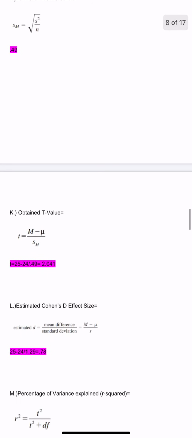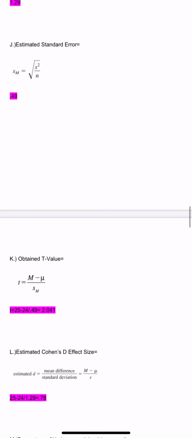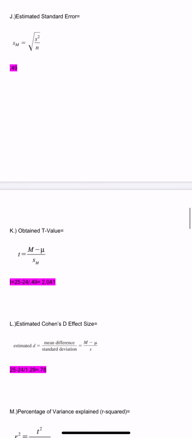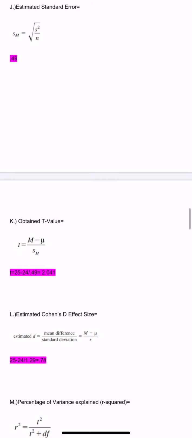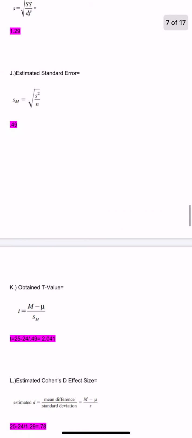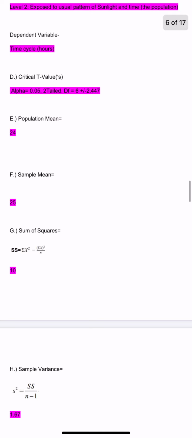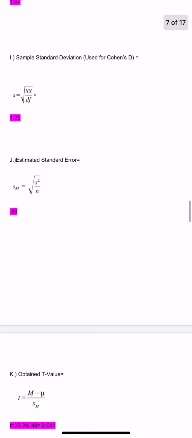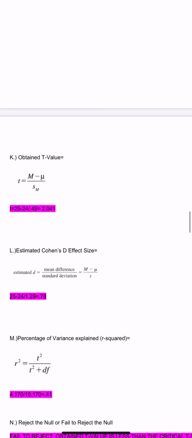And then for the t-test, it's just M minus mu over s_M, which we just computed, right? The mean of the sample is 25. The mean of the population is 24. Divide by 0.49. It's 2.041. And right away, we could just go look. What was the critical value? The critical value was 2.447. So is it significant? No. There was some effect, and we'll check that right now.